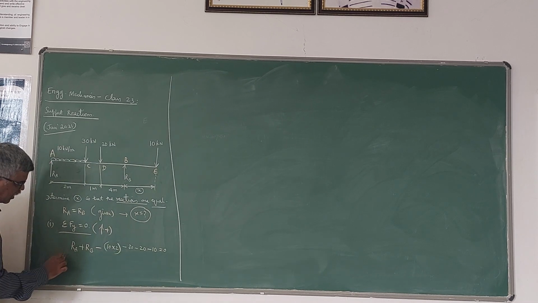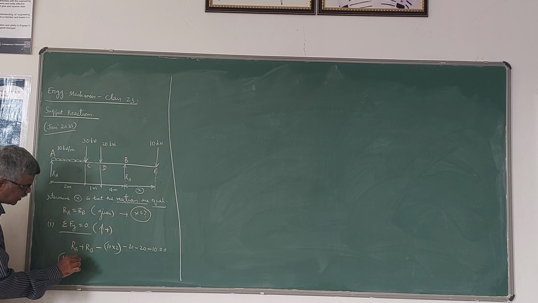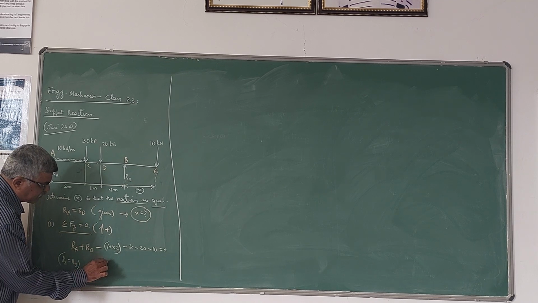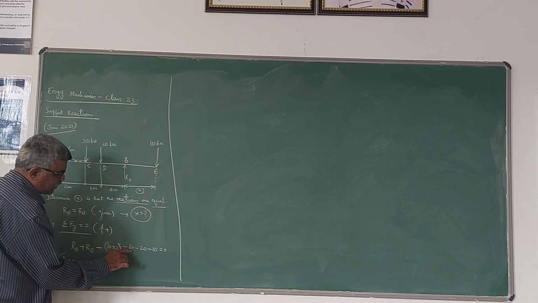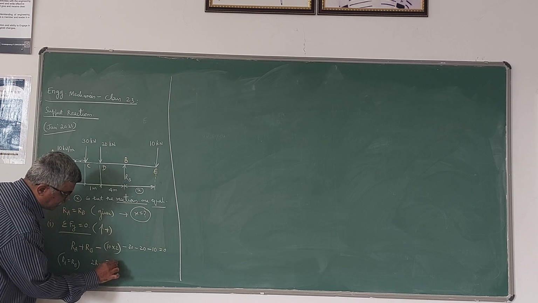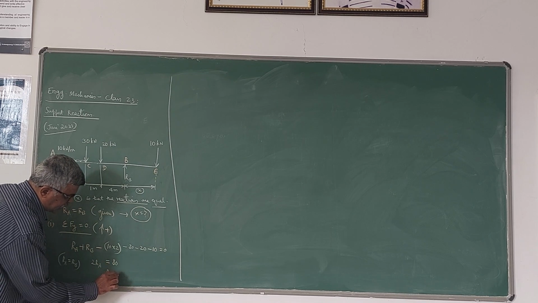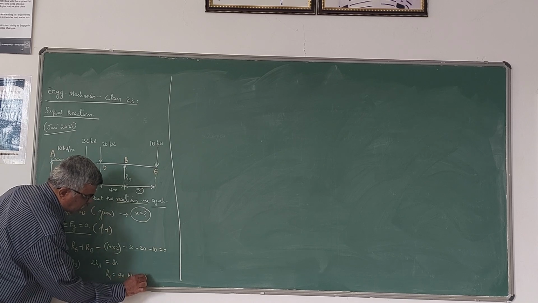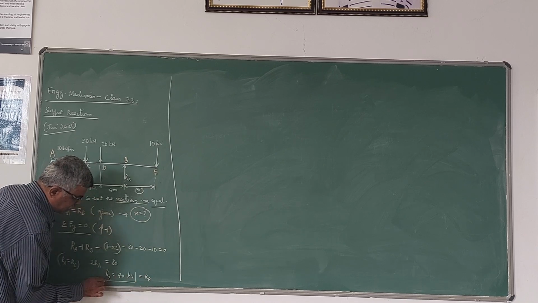Since here RA is equal to RB, you can just replace this RB by RA. So RA plus RA becomes 2RA is equal to 20 plus 30 is 50, 50 plus 30 is 80. So RA will be 40. You can see that here RA will be equal to 40 kN. So this is also equal to RB. So both the reactions are equal.